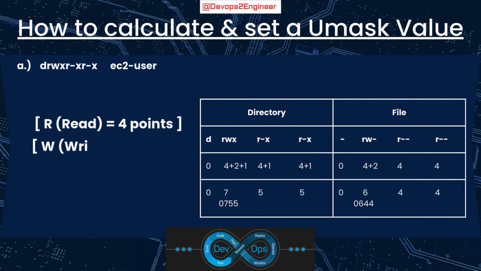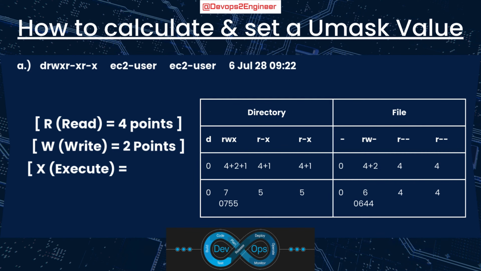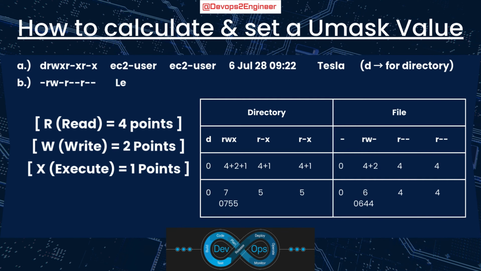How to calculate and set umask value. R stands for read, which is 4 points. W stands for write, which is 2 points. X stands for execute, which is 1 point. For directories, we have rwx, that's the base by default, which adds up to 7.